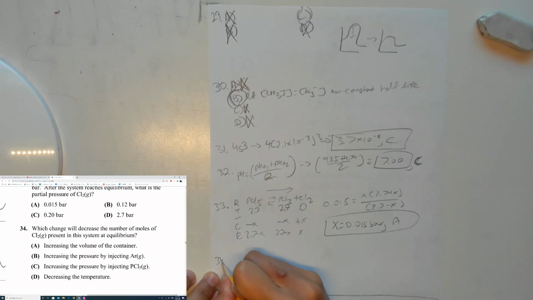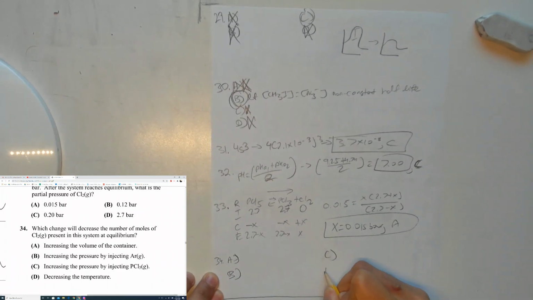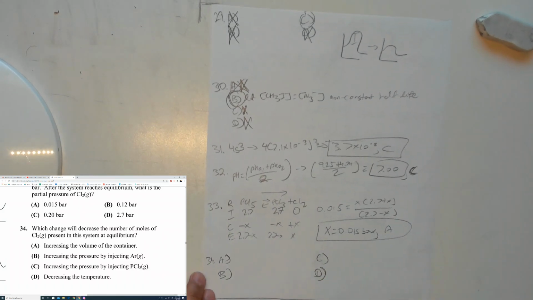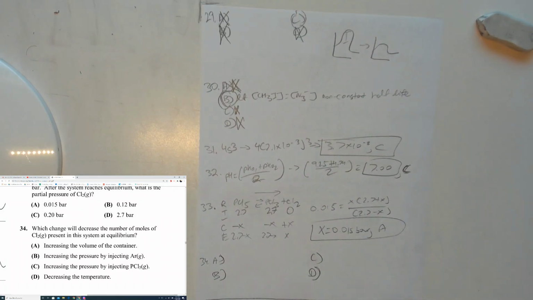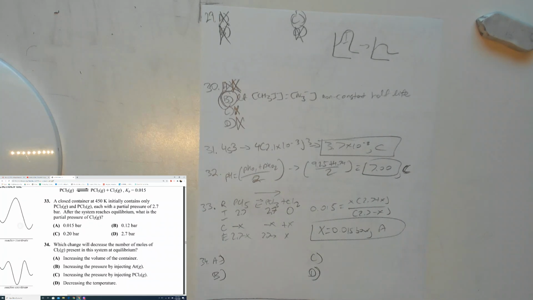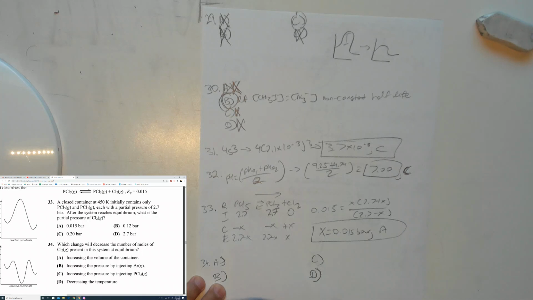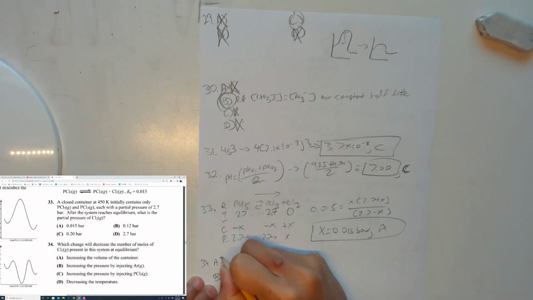Alright, 34. Which change will decrease the number of moles of Cl2 present in the system at equilibrium? Alright, let's take a look at our equation. If we increase the volume of the container, it will shift the reaction to the side with more moles. So that means more Cl2 will form, and then A is wrong.